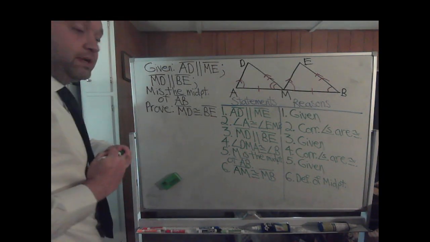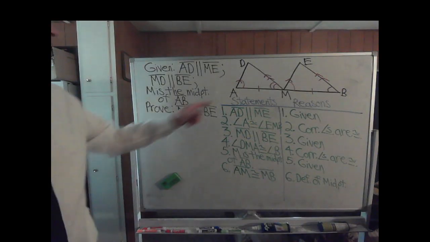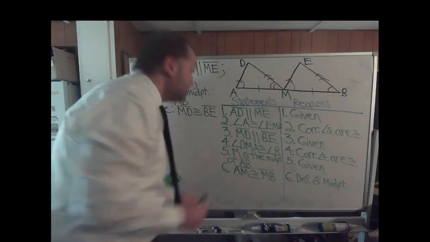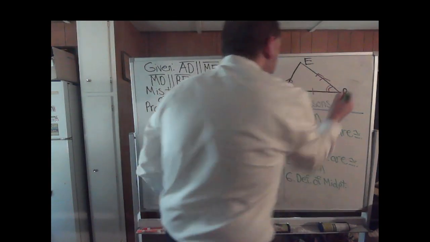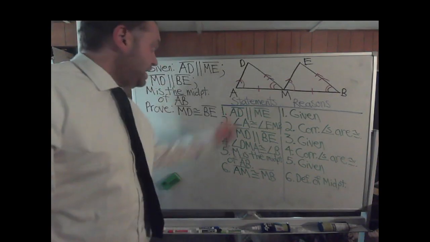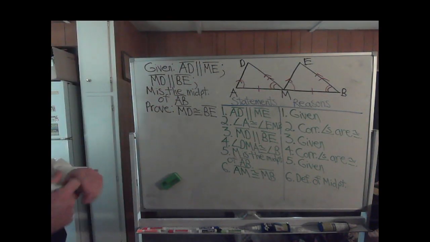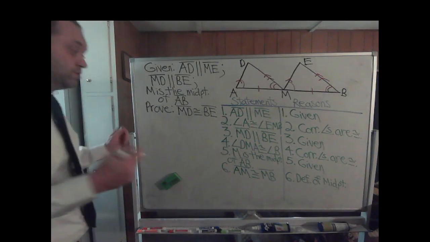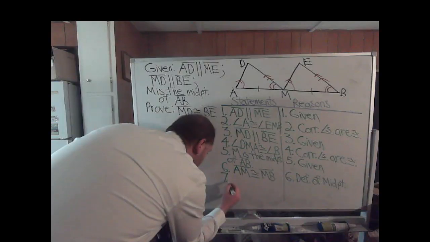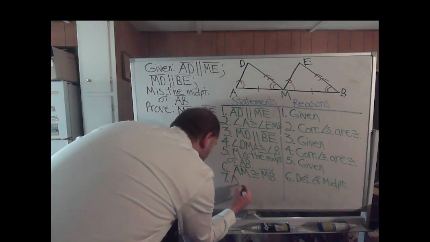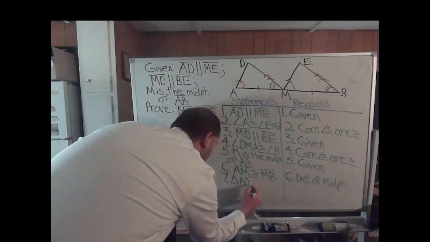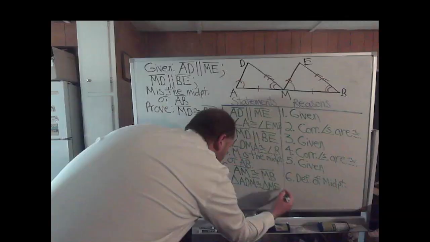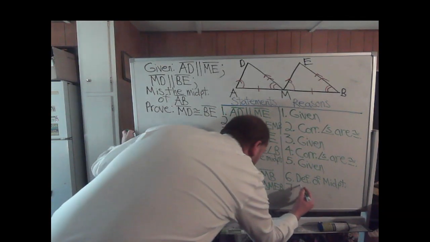Now, I think from here, let's look at these two triangles. In each triangle, we have an angle, side, angle congruent to each other, do we not? I should have put two congruency markers here. There we go. We have an angle, side, angle of each triangle congruent to each other. I think from here, that's grounds to prove that these two triangles are congruent. So the next statement's going to be that triangle ADM is congruent to triangle MEB by angle, side, angle.